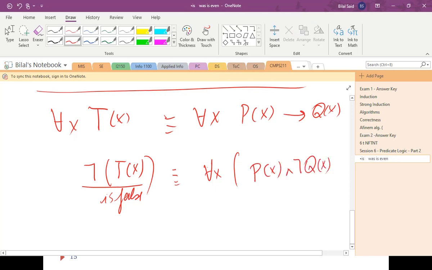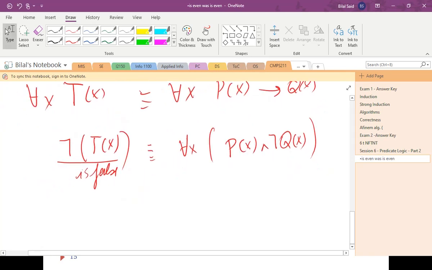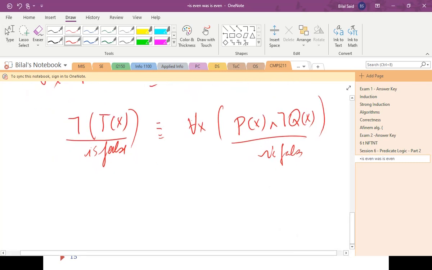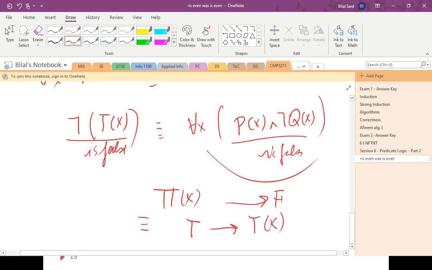is false. So what does it mean, is false? Actually, it implies false. And proving that this part here implies false, which is not T of X implies false, by contrapositive is equivalent to proving that true implies T of X. And true is always true. So this means that T of X must be necessarily true all the time.